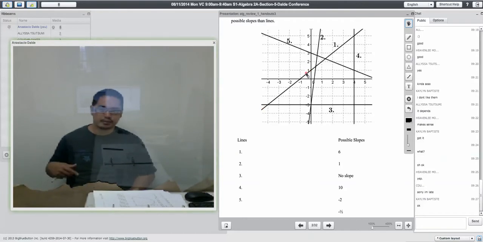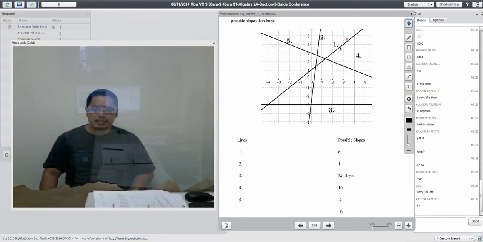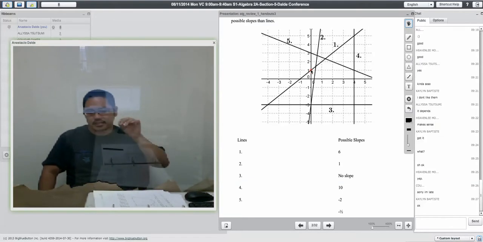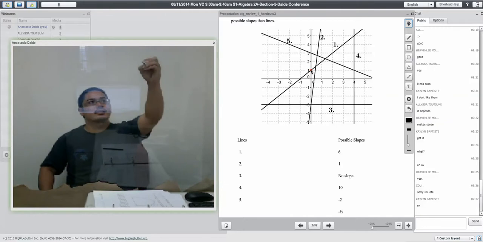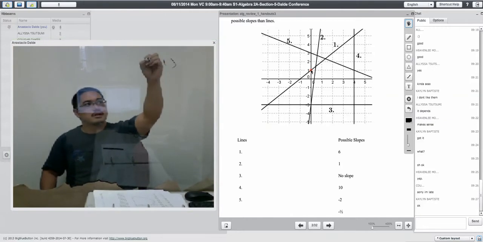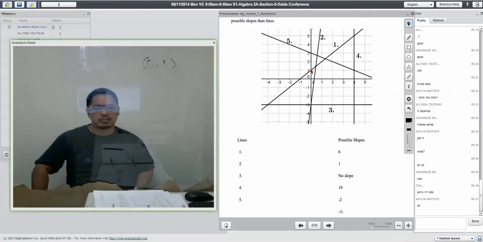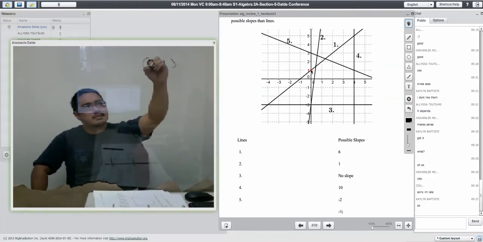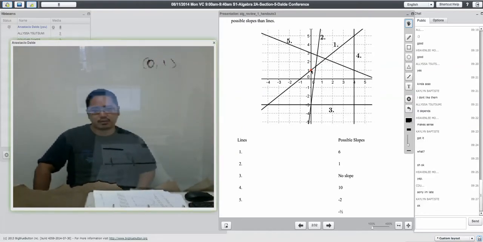Okay? The way you figure out the slope of line 1, and you see this one's line 1 over here, is you start at a point over here. You start at any point. I like starting at this point right here because it's easy to read. That point is 0, 1. Are we cool? Because you got to read the x position first, and then the y position.